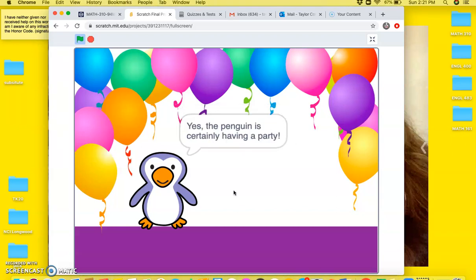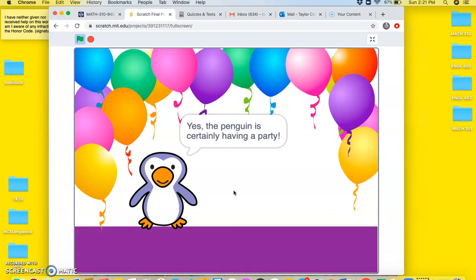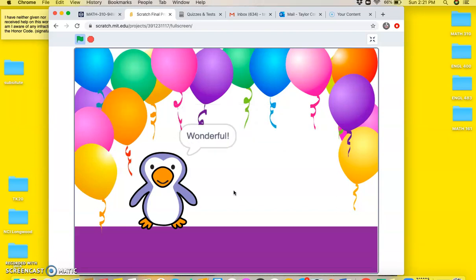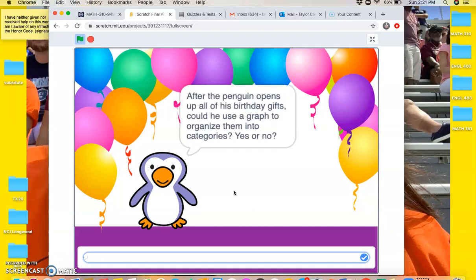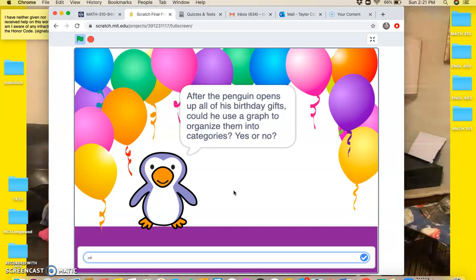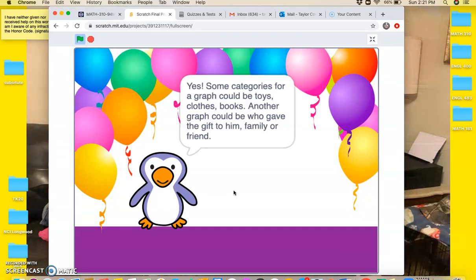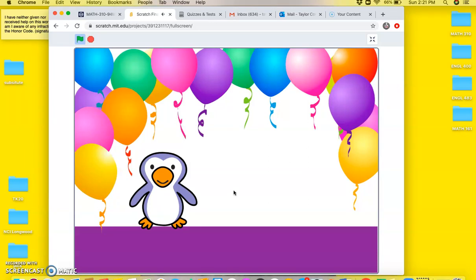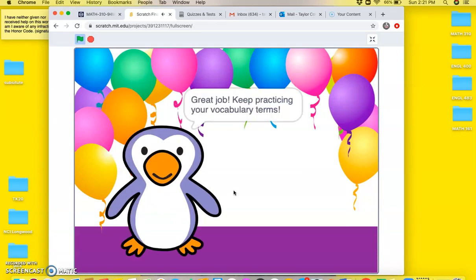It is certain that he is having a party. There are blank balloons and penguins. More or fewer? More. After the penguin opens up all of his birthday gifts, could he use a graph to organize them into categories? Yes or no? Yes. Yes, some graphs could be used. Some categories for the graphs could be toys, clothes, books. Another graph could be for who gave the gift to him, family or friends.